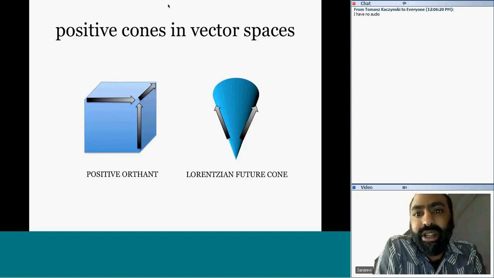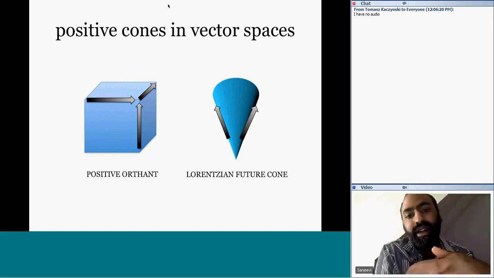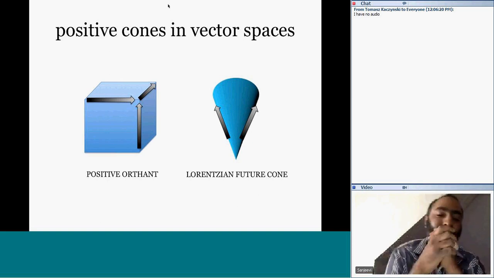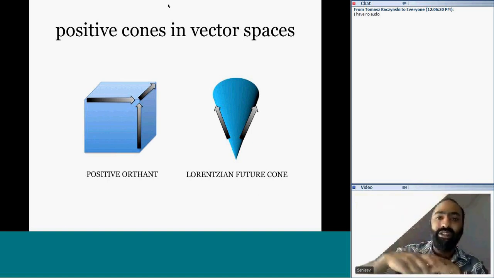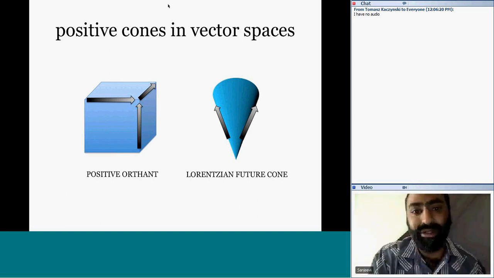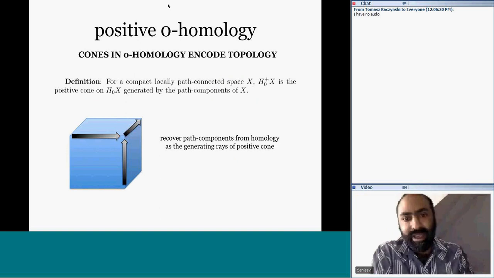Well, real homology are vector spaces. Think about how maybe some positive cones in these vector spaces give us information about the underlying space. Okay, by a cone, I mean a convex cone in a vector space. So something like a positive orthant in R^2 and R^3, or you can also look at ice cream cones. They don't have to be polyhedral. They can be smooth, like Lorentzian future cones, actual cones. So, an example of defining a positive cone on a homology vector space.